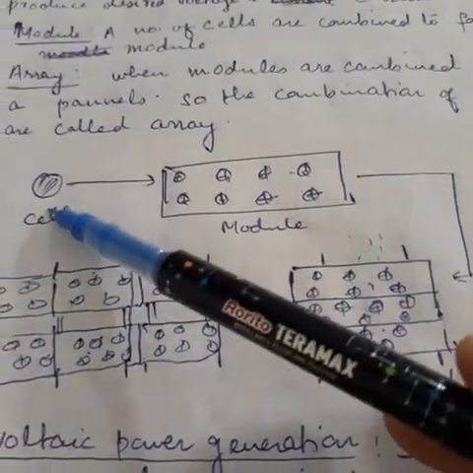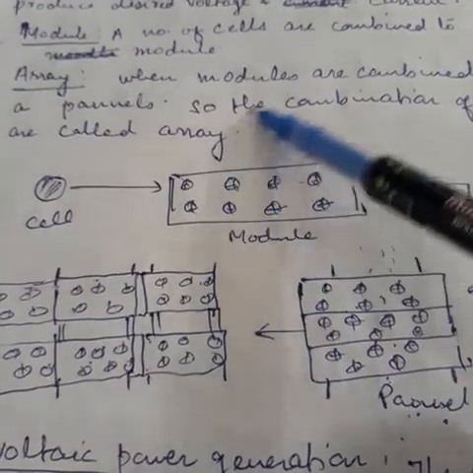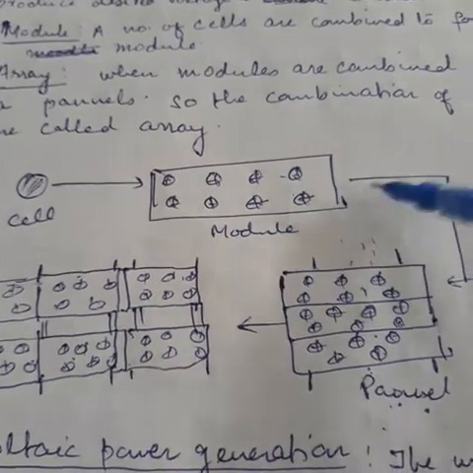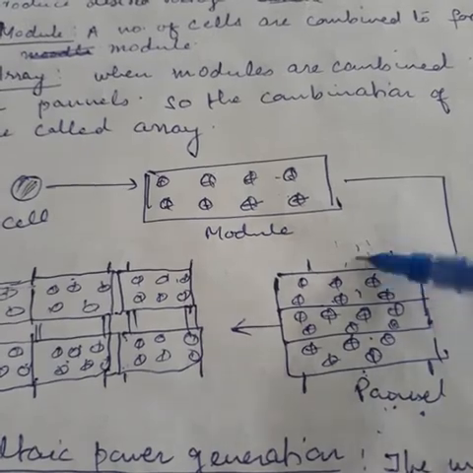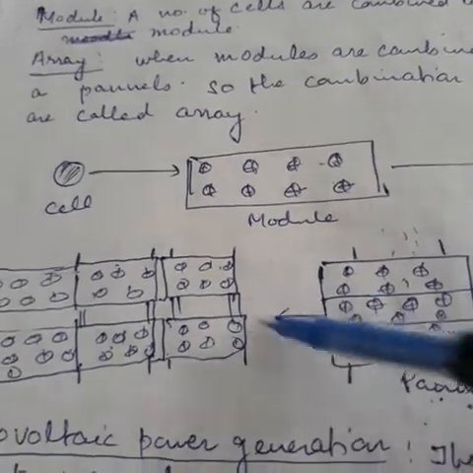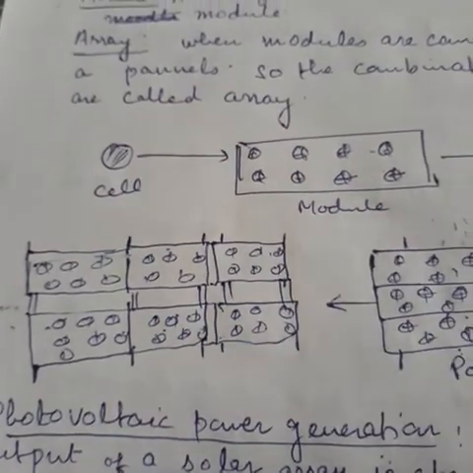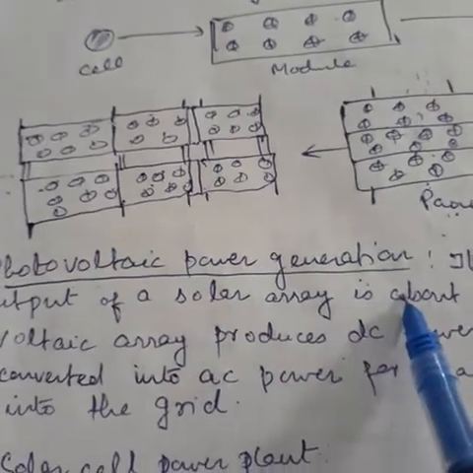One single unit is called a cell. A combination of different cells is called a module. When a number of modules are attached, that is called a panel, and panels connected in series are called the array. Next is the photovoltaic power generation.